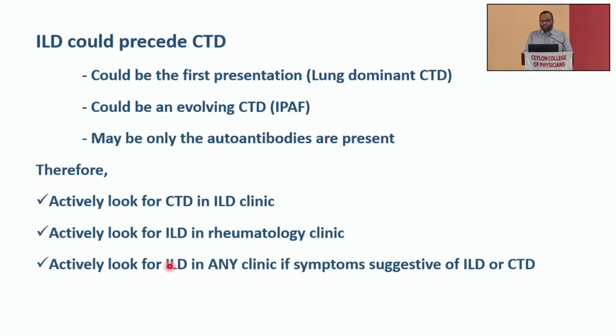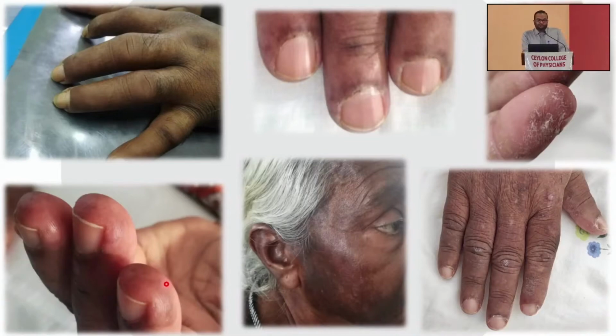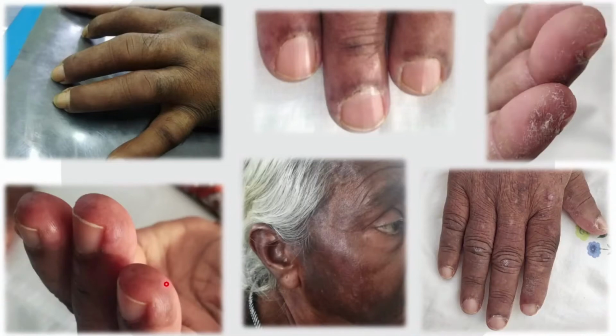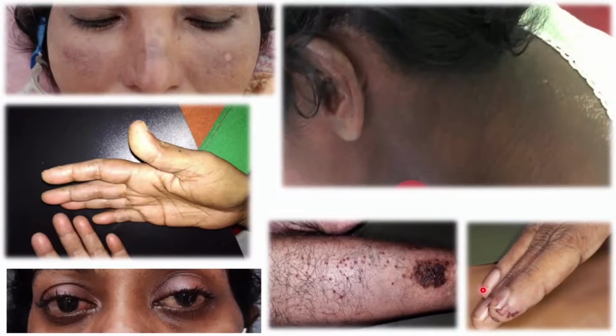And having said that, actually, in any clinic, if the patient has features of connective tissue disease, they should look for ILD features. If they have ILD features, they should look for connective tissue disease features. So these are some of the connective tissue disease features we encountered in our respiratory clinic. So you can see dactylitis, nail fold capillary dilatation, fingertip ulceration and mechanics hands, and poikiloderma, Gottron papules, and photosensitive rashes, speckled leukoderma, vasculitic rashes, heliotrope rash, mechanics hands, like that.